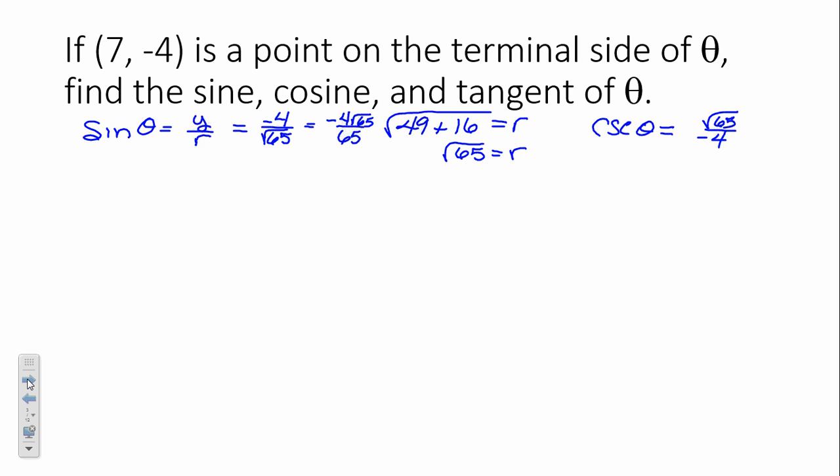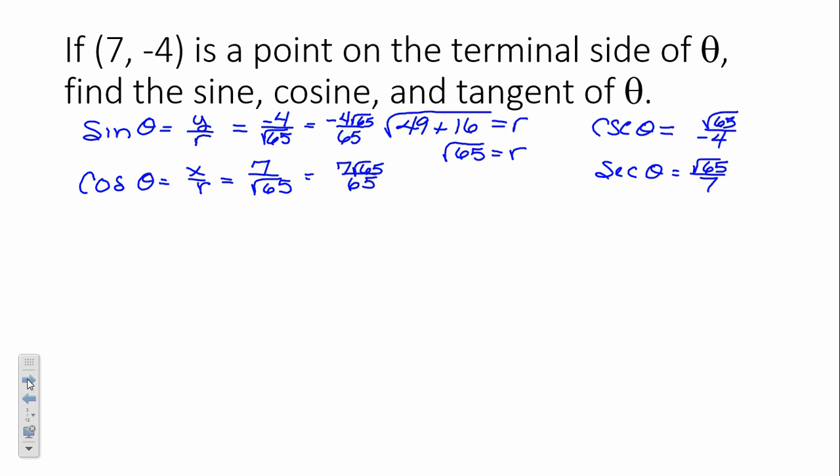Now let's do the cosine. Cosine of theta, x over r. So 7 over square root of 65, which is going to be 7 square root of 65 over 65 when we rationalize the denominator. But secant, use this intermediate step and find the reciprocal. Square root of 65 over 7.